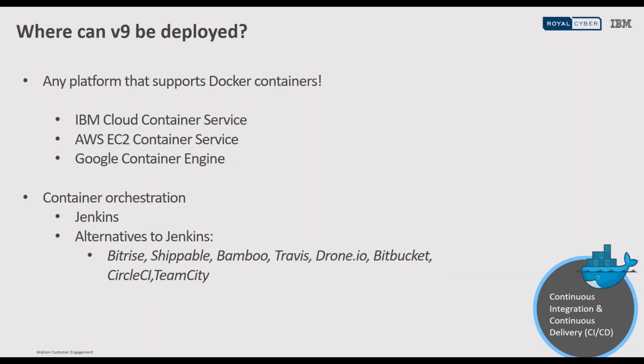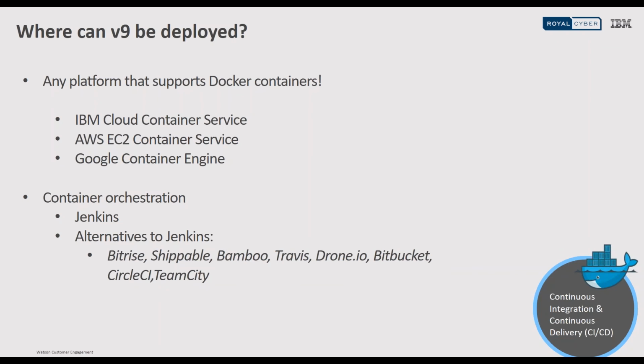So where can V9 be deployed? You can deploy it on IBM Cloud Container Service, Amazon, Google Container Service, anywhere. And to help with container orchestration, you can use Jenkins, or any other automation tools like Bitrise, Shippable, Bamboo, Travis, Drone, Bitbucket, CircleCI, TeamCity. So it's up to you: if you're already using any of these solutions, you can continue to use them, or if you're not, it's a very good time for you to have continuous integration and continuous delivery implemented.